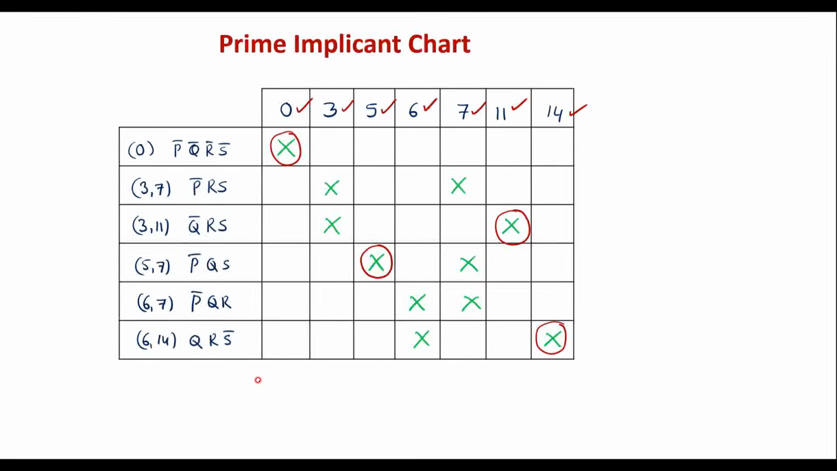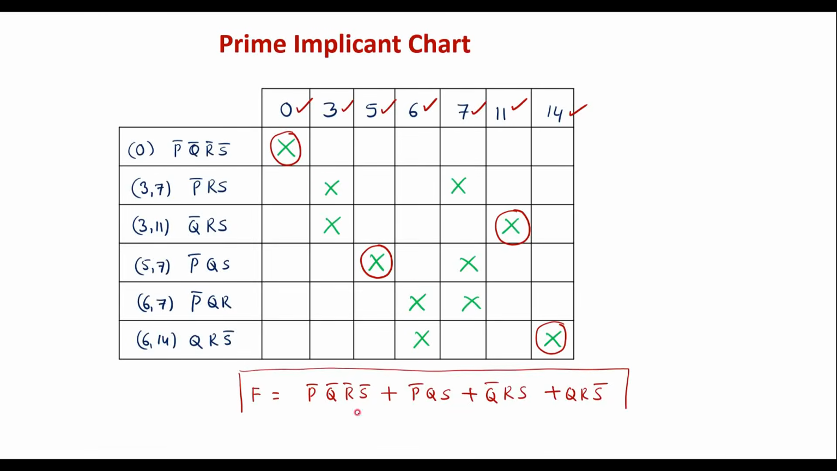So the value of the simplified Boolean expression f will be equal to P bar, Q bar, R bar and S bar, plus P bar Q S, plus Q bar R S, plus Q R S bar. So this is the simplified expression.